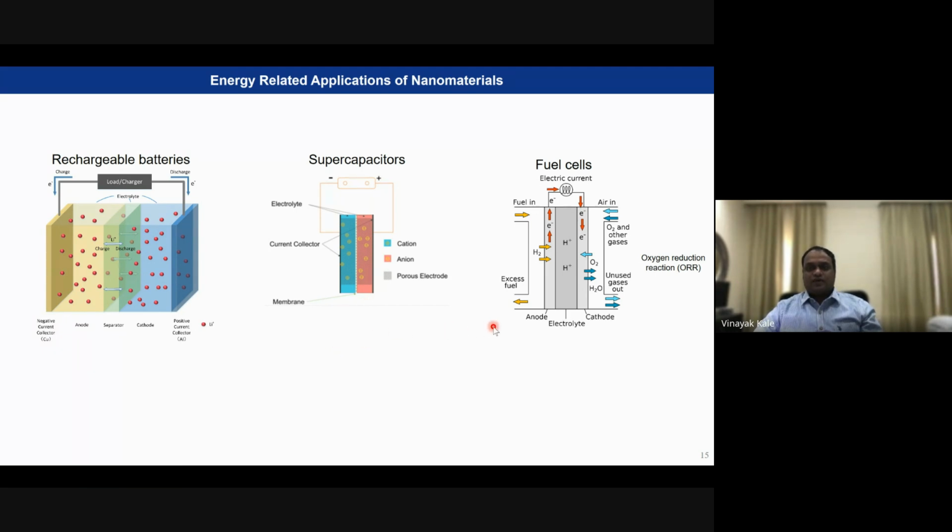And in the case of a fuel cell, hydrogen gas and oxygen gas are used to get electricity, and the byproduct of this fuel cell is water, which is very environment friendly and which is very good for this energy-related application.